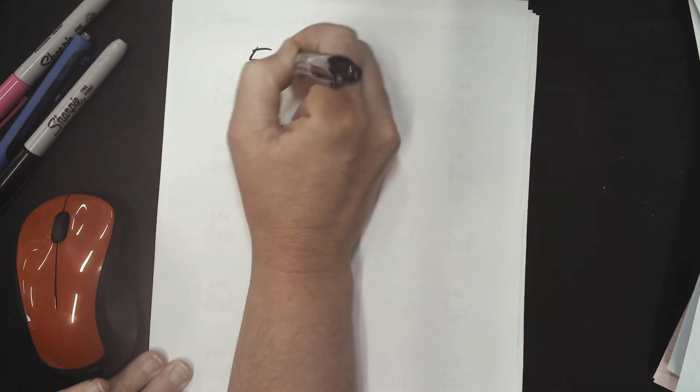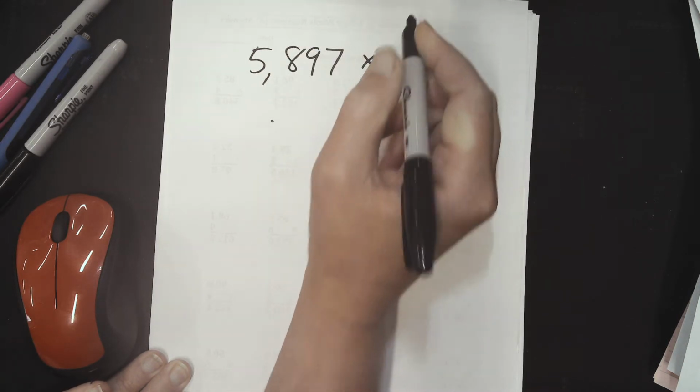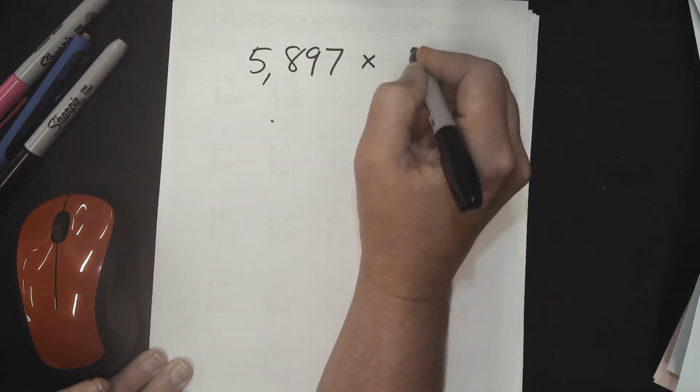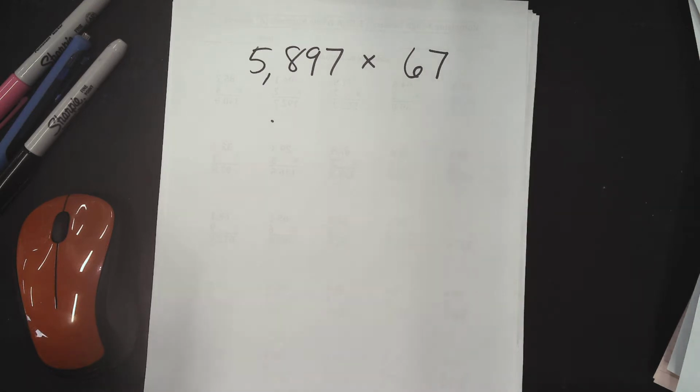Another example. We have 5,897 times 67. Okay, now on your desk, would you please write, what are the two friendly numbers that I could use to write it down on your desk to multiply these two numbers together? What are the friendly numbers?